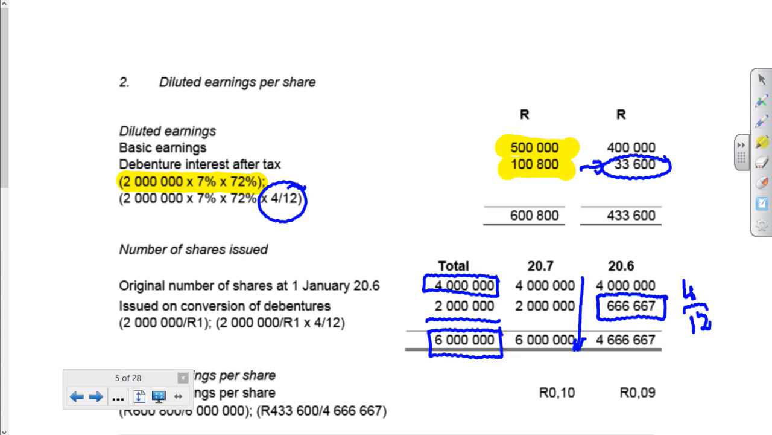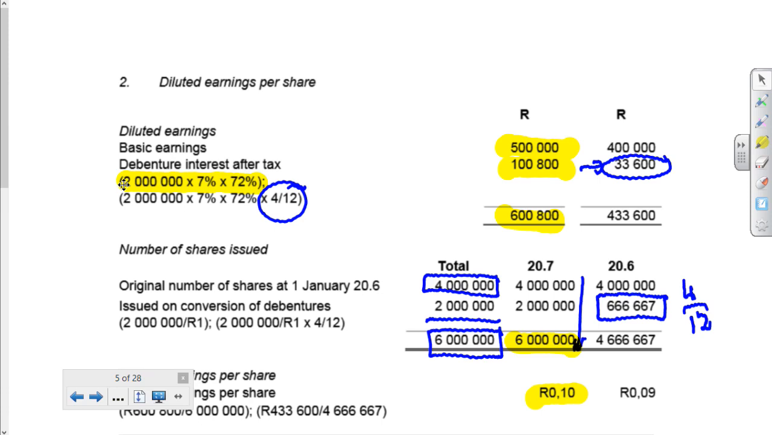So diluted earnings per share then, if I just look at current year, which doesn't have any weightings or anything, 6 million shares. If I had to convert the debentures, profit would have gone up to 600, 800 if I hadn't converted the debentures. Diluted earnings per share, 10 cents. Basic earnings per share, I think, was 13 cents or something like that. Yeah. For the comparative, I have only brought in interest for the 4 months, and I've weighted the shares for 4 months, and they get 9 cents.